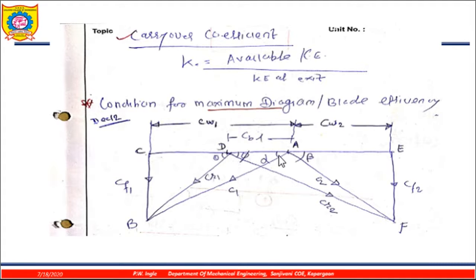Now, in the inlet velocity triangle, vector AB indicates C1. Then BD indicates CR1, by joining B and D. C1 is AB, and DA is CBL. Then we have CF1 and CW1. This is about the inlet velocity triangle. Now the outlet velocity triangle, CR2, C2. C2 has two components, CW2 and CF2. Now we'll discuss step by step.